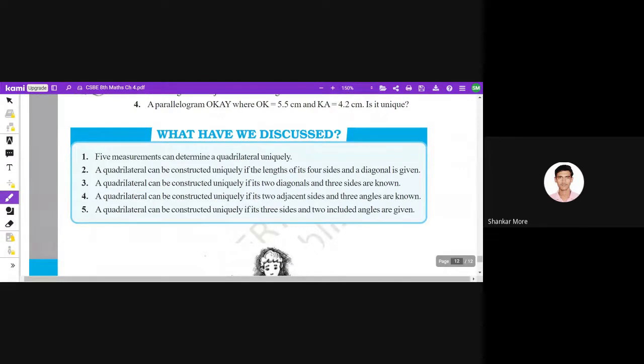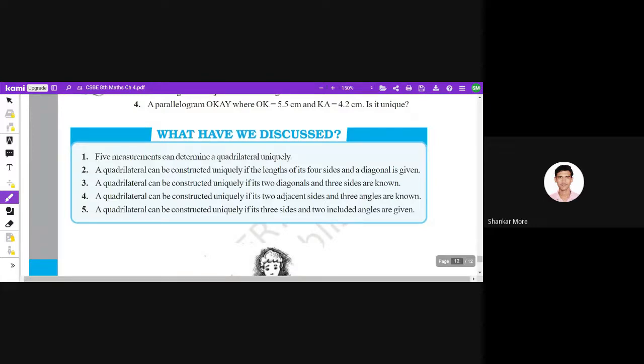The next one is a quadrilateral can be constructed uniquely if its two diagonals and three sides are known. That too we have learned. Then the next is a quadrilateral can be constructed uniquely if its two adjacent sides and three angles are known. And the last one that we have learned is a quadrilateral can be constructed uniquely if its three sides and two included angles are given. Right, so these are the unique quadrilaterals that we can draw.